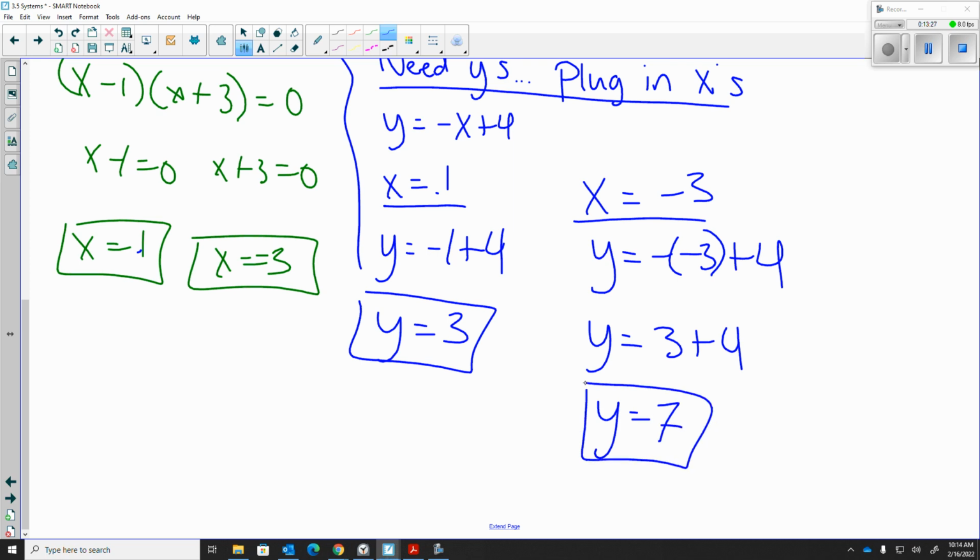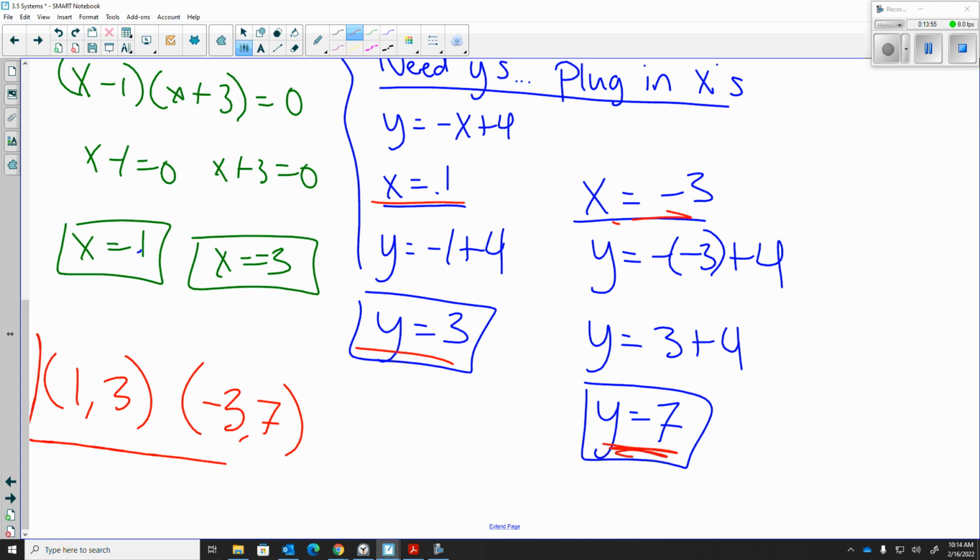So here's my x's, here's my y's. My solutions are points, right? So I did this x with this y. So one of my solutions is (1, 3). I did this x with this y, right? So the other solution is (-3, 7). Does that make a little bit of sense?